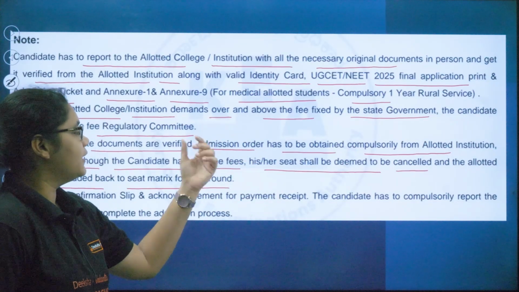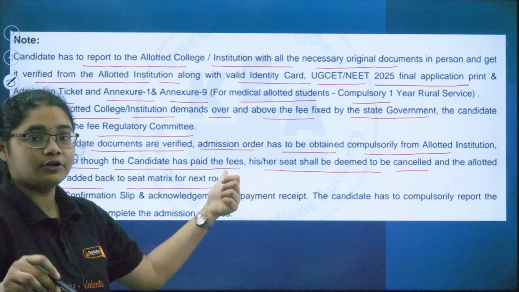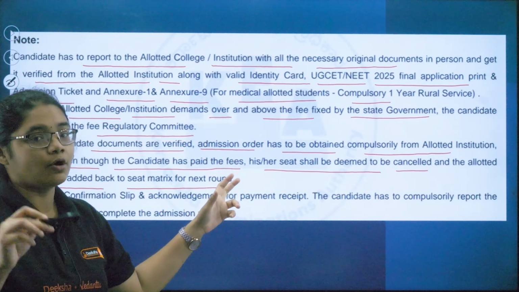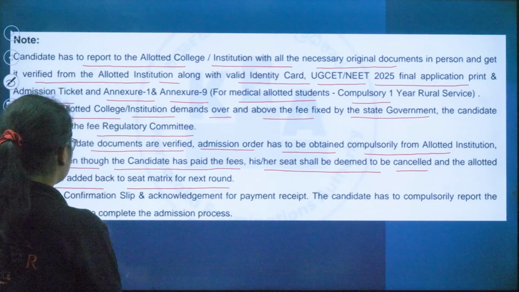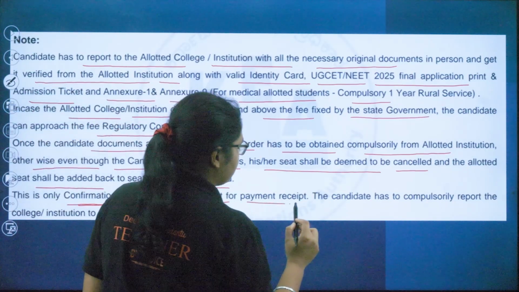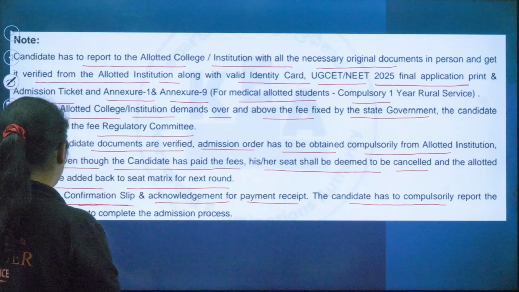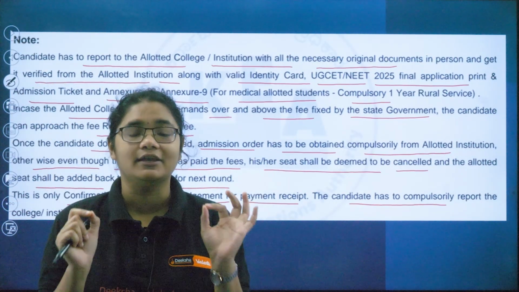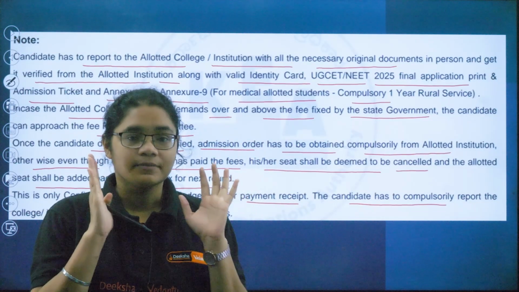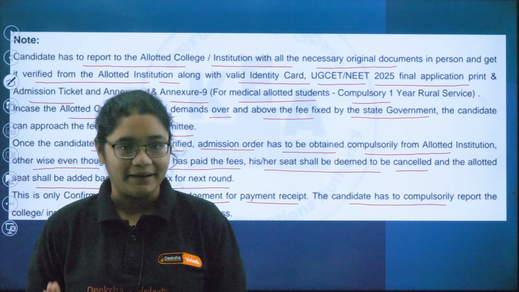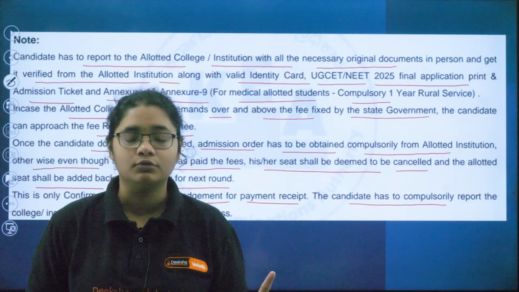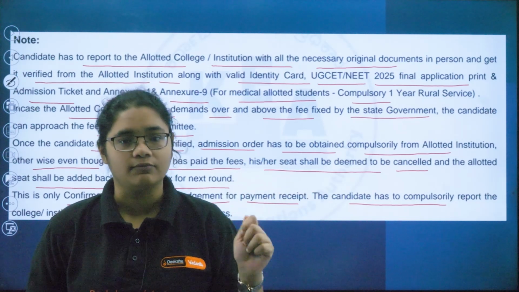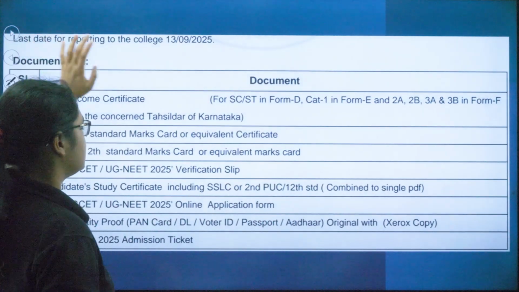The admission order you will obtain from the college. After your documents are verified, you will get an admission order from the college. This is only a confirmation slip and acknowledgement for payment received. The candidate has to compulsorily report to the college. If you take the confirmation slip and think your admission is done, then you are wrong. This is just an acknowledgement that the college is allotted to you and you have made the payment. You have to report to the college, complete your admission there, and receive an admission order from the college.